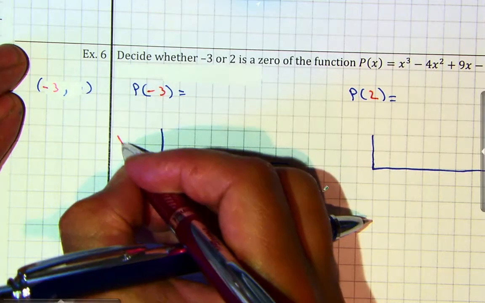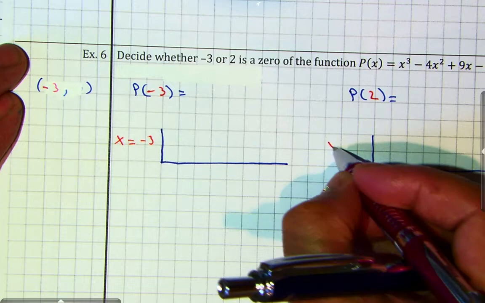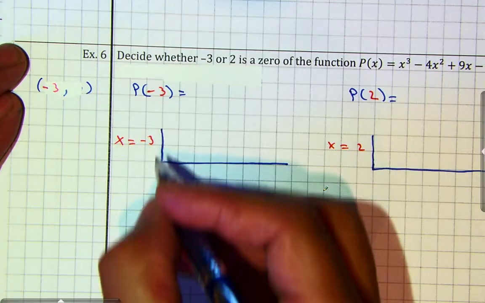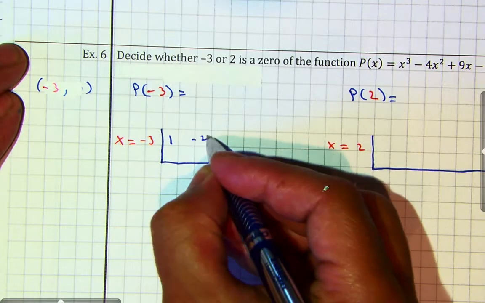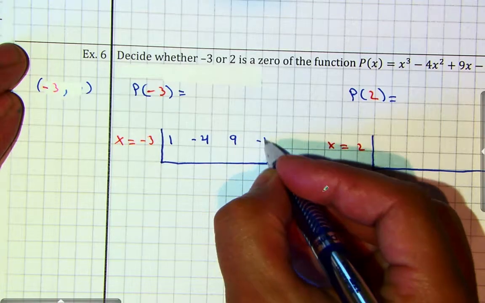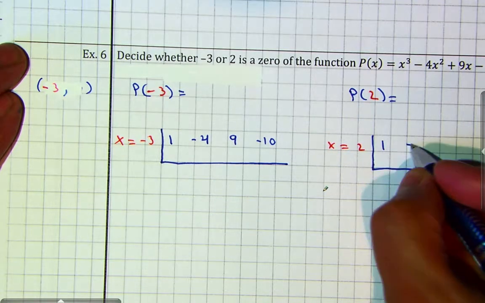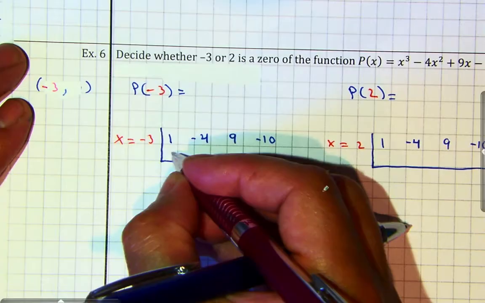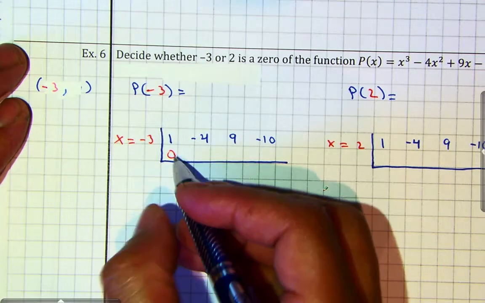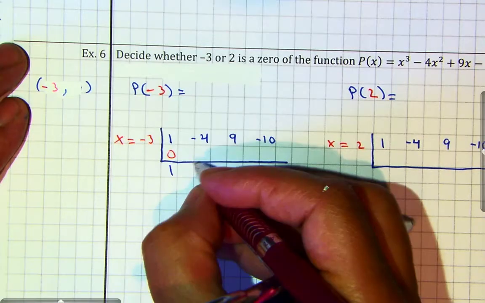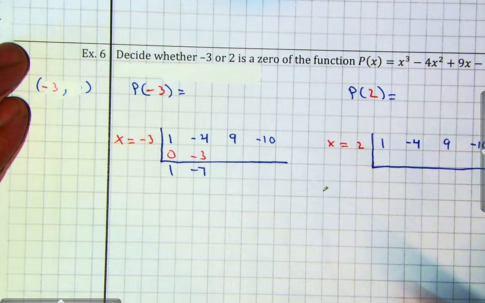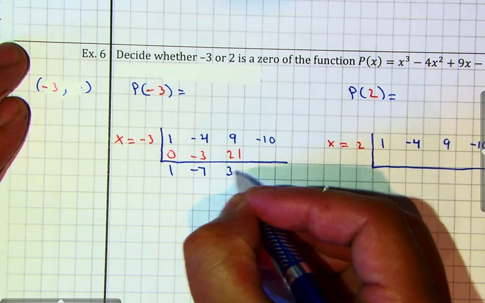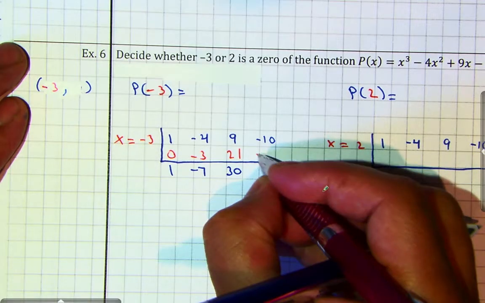Excellent. So in this case, x equals -3 and x equals 2. Am I missing any terms? No. So we have x to the third is 1, x squared is -4, x is 9, and the constant is -10. And same thing here. Then let's go through the process. Start with a 0, you multiply, you add, you multiply, you add, you multiply, you add, you multiply, you add.